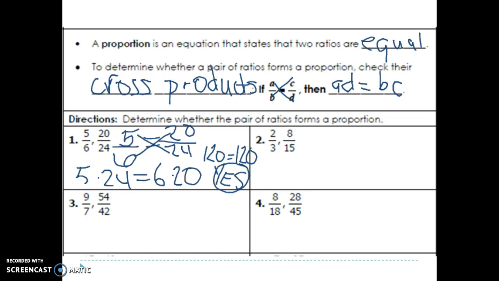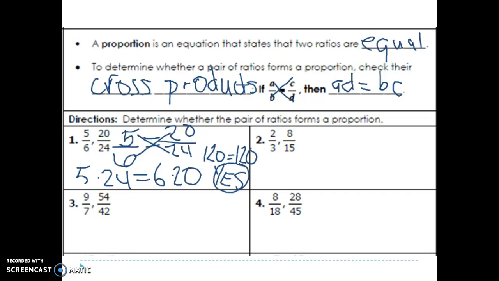So notice, I write the proportion first. You always have to write the proportion. What are you setting equal to what? This next step is showing what am I multiplying: 5 times 24, 6 times 20, and setting those equal. Then we're showing our last step, what are those numbers? Are they equal? Writing yes or no to decide.